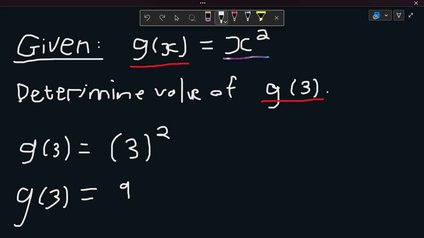As you can see, this is the introduction to functions. And in the next video, I will be going over linear functions. What is that? You will find out in the linear functions video.